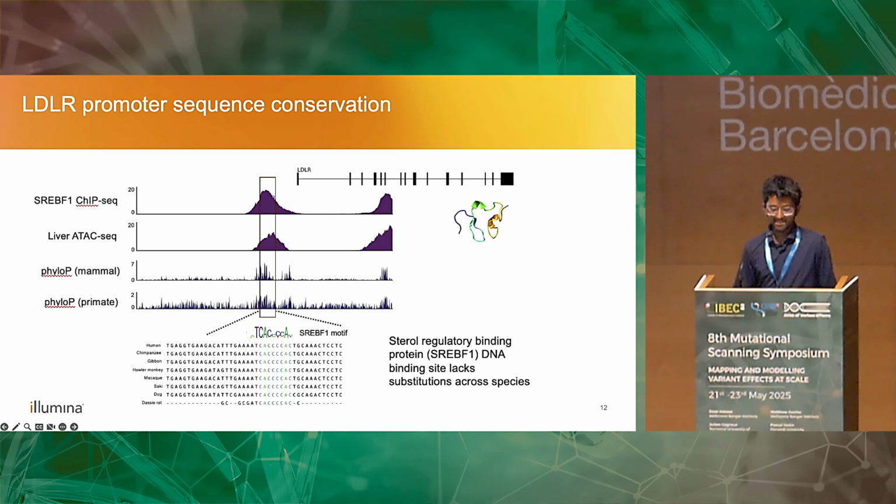So SREBF1 binds to a lot of genes in the cholesterol pathway, and again, this is a very important gene as well. If you look at the SREBF1 ChIP-seq data in HepG2 cells, you'll see that this locus has a very good peak. You'll also see that this region is open chromatin in liver, so that's all checking out. The phyloP that you compute with mammal and primate data is pretty concordant. There is a peak, although much noisier, it's still concordant with what you observe with this data.